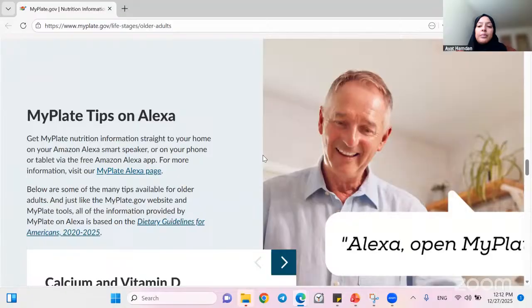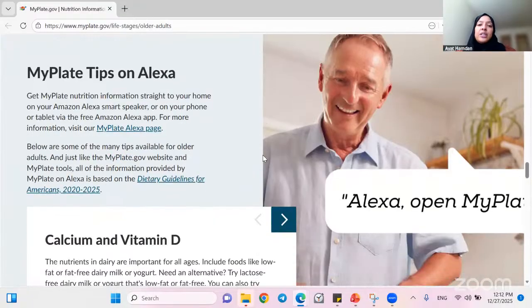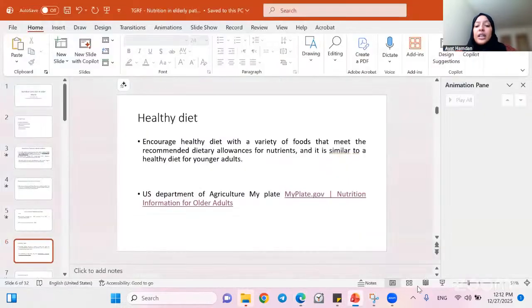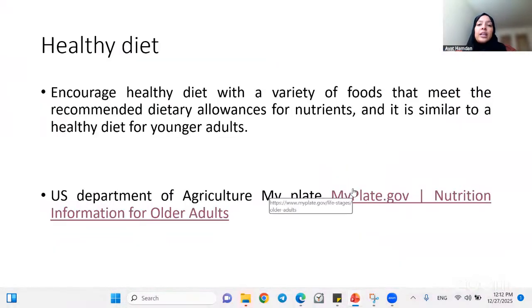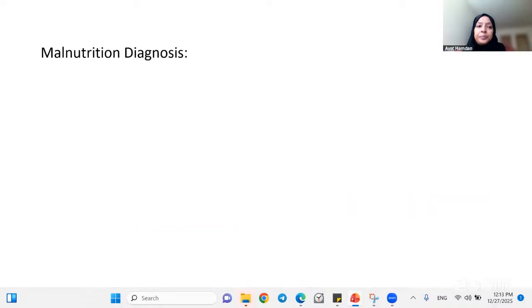That will help them in determining what they need to eat and what they don't need to eat at this stage of their life. If they still struggle and want professional advice, you might as well refer them to a dietitian or nutritionist for professional advice if they need any.